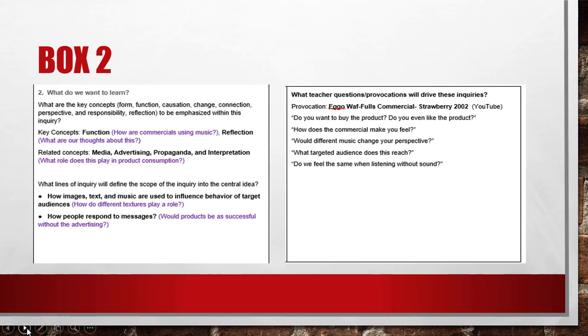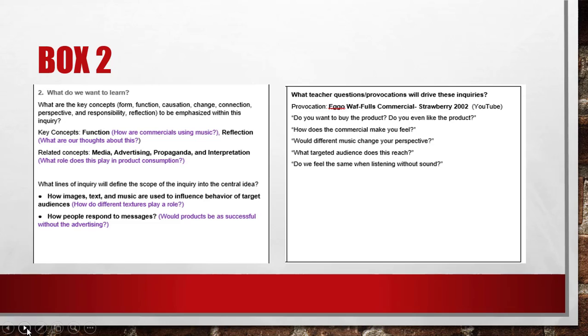Now we're going to take a look over onto the right and what teacher questions/provocations will drive these inquiries. So basically, the provocation is your giant hook into the unit. And the one that I picked here was an Eggo commercial. And it was, everyone was fighting over the Eggo. And I had some questions underneath. Do you want to buy the product? Do you even like the product? So that would be a good question.